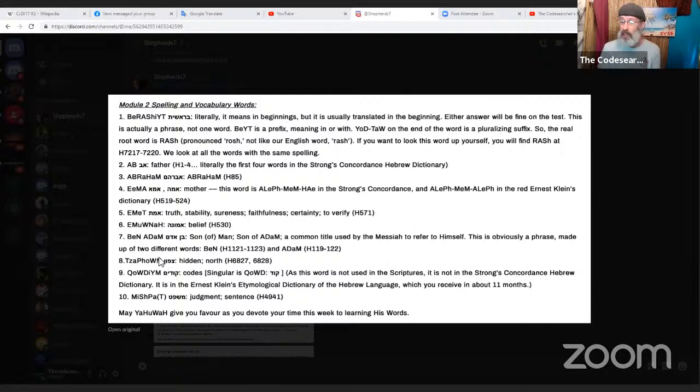Tzafon means hidden. It also means north. You'll quite frequently find that Hebrew words sometimes have a positive and a negative meaning. It's all about context, right? But also a spectrum of meanings. Again, all about context of how you use it. Tzafon, Tzadi, Pei, Vav, Nun, and it means hidden or north. H6827 and 6828.